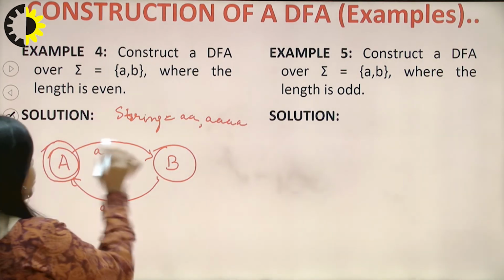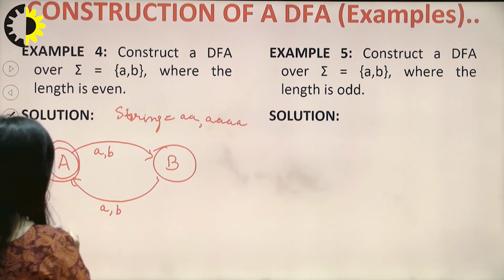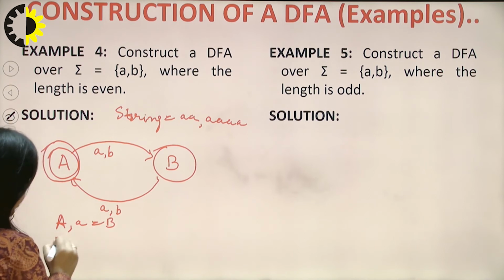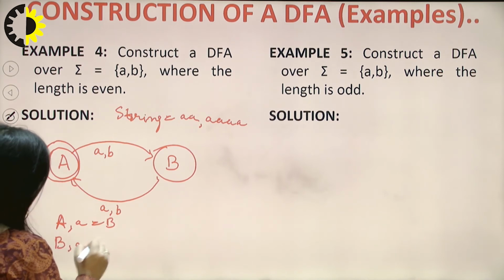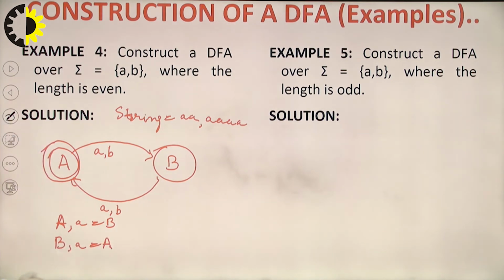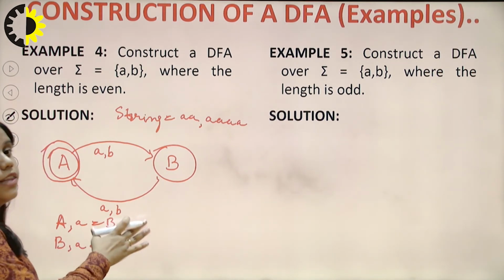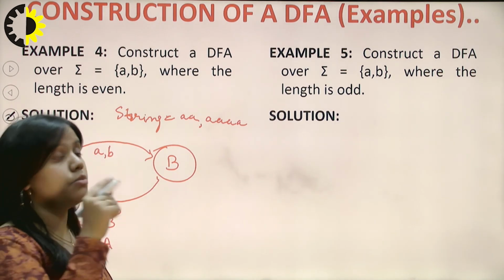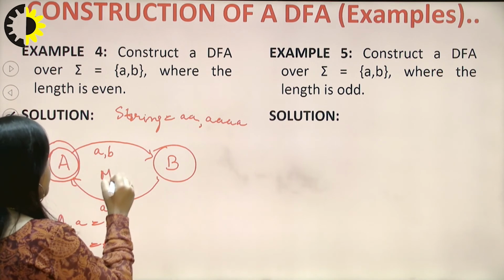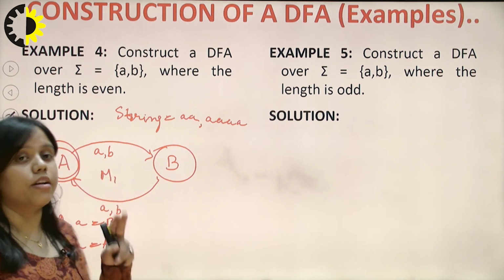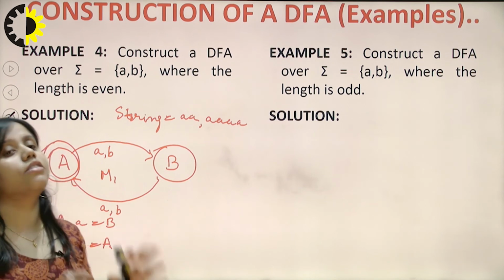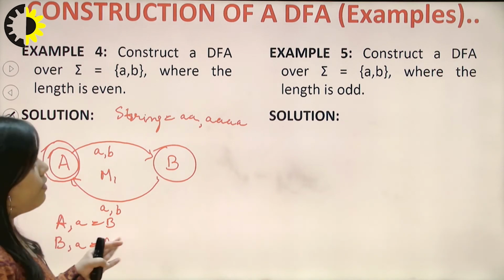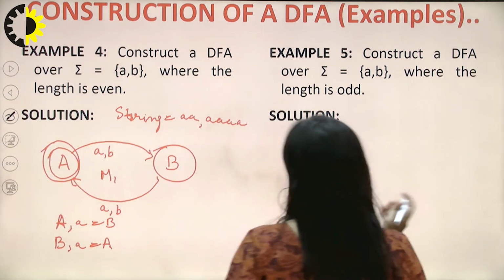Now, when A takes input as A, it reaches to B. And when B takes input as A, it reaches back to A. That's how the length of the string will be 2 or even every time. The machine, we can take it as M1. Now this M1 machine will run only for even length of the strings. Okay, it will run minimum 2 times every time we run it according to our string.